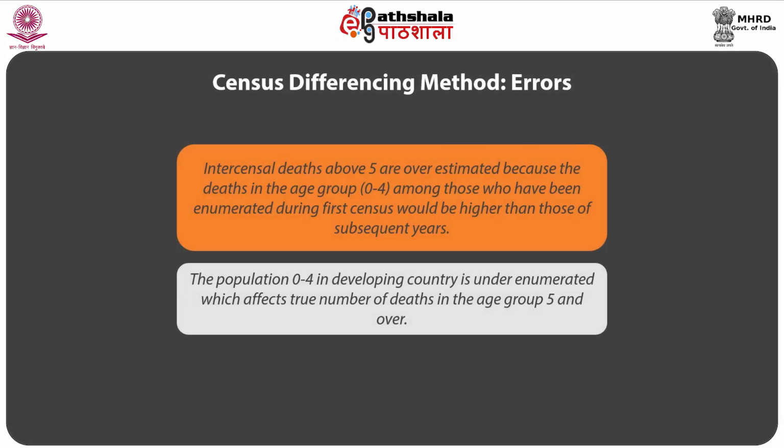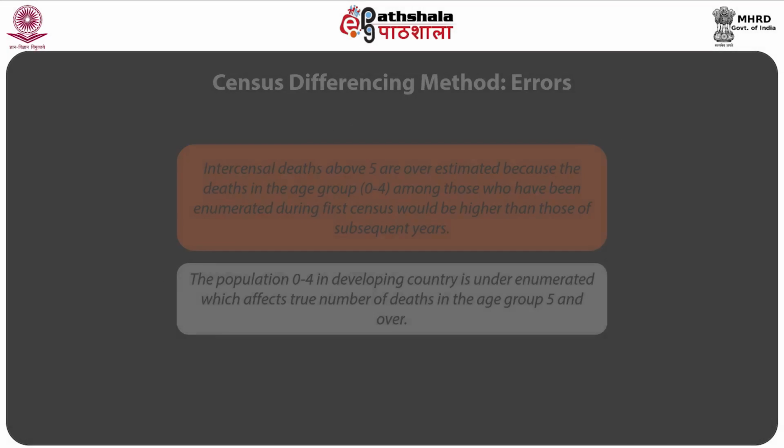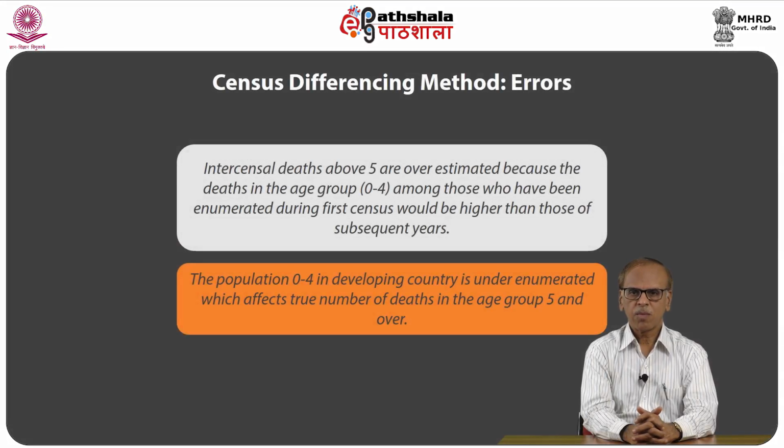The census differencing method is subject to the following errors. Number 1, intercensal deaths above age 5 are overestimated because the deaths in the age group 0 to 4 among those who have been enumerated during the first census would be higher than those of subsequent years. Number 2, the population 0 to 4 in a developing country is under-enumerated, which affects the true number of deaths in the age group 5 and over.